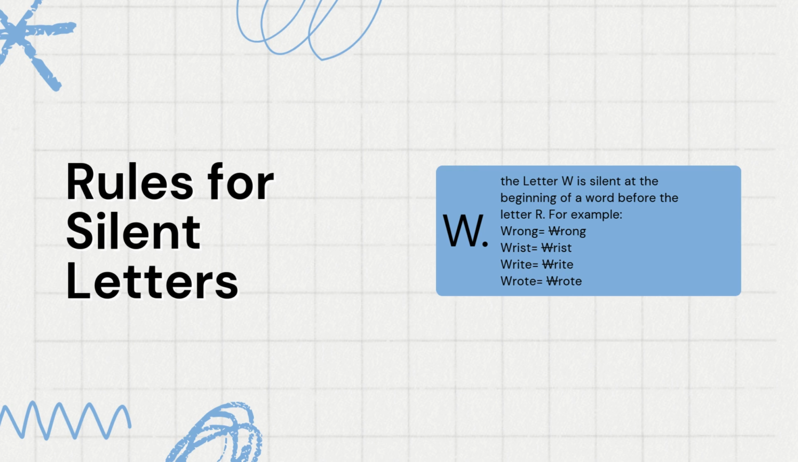Finally, the letter W is silent at the beginning of a word before the letter R. For example, wrong, wrist, write, wrote.